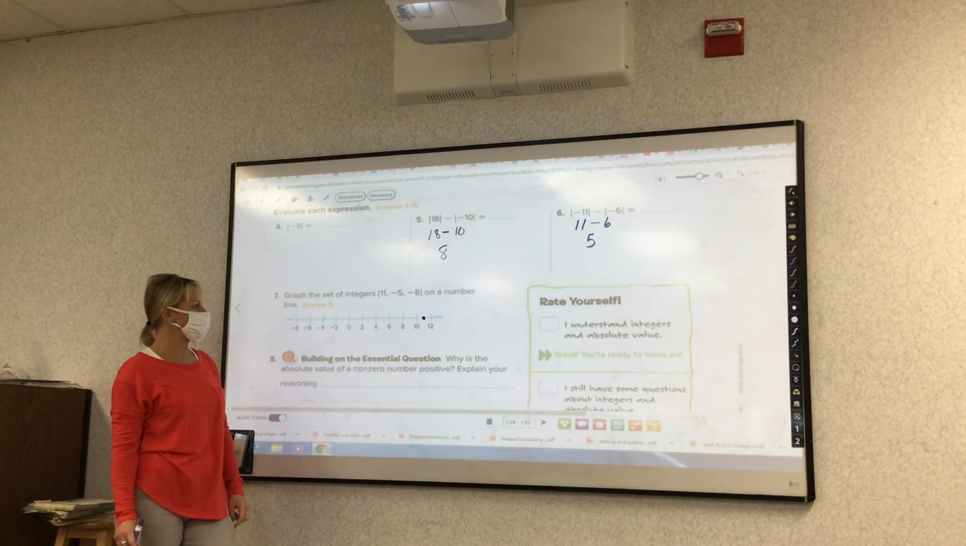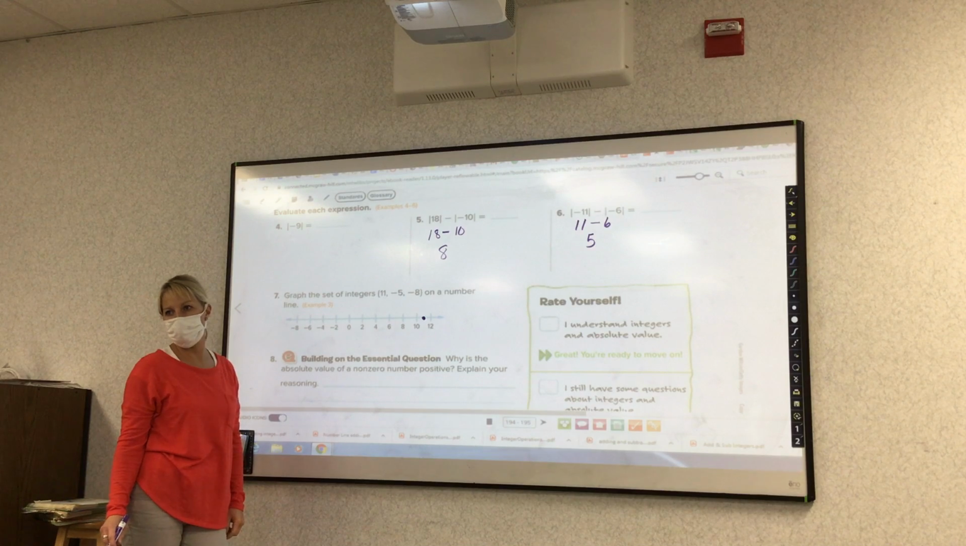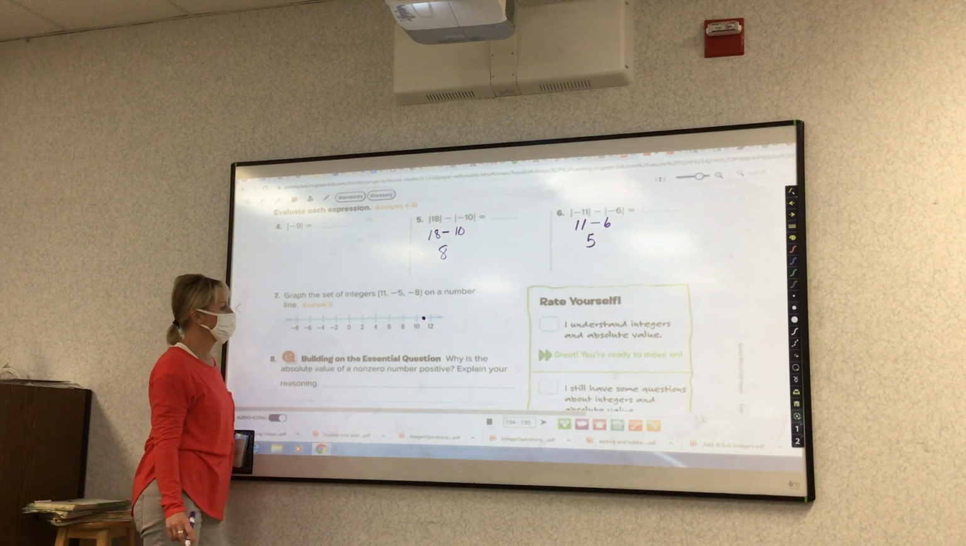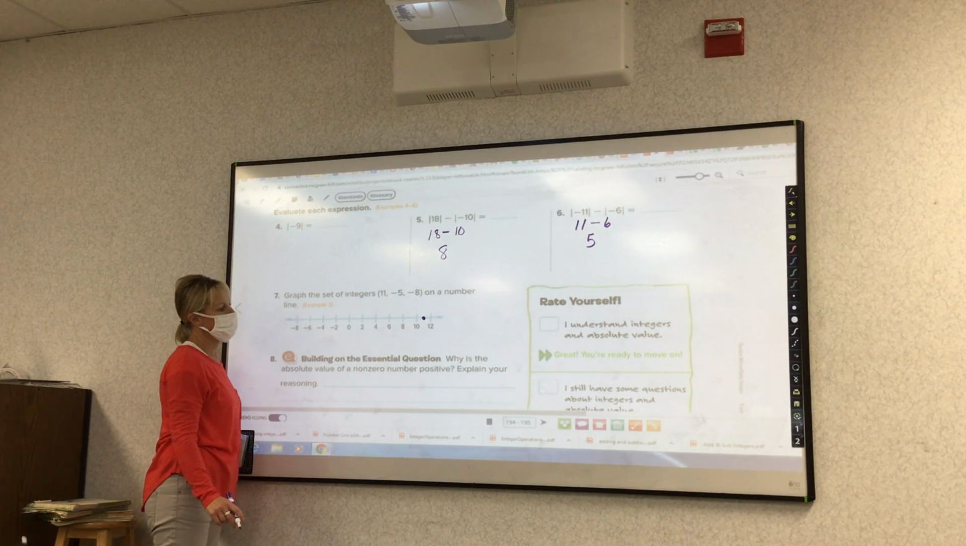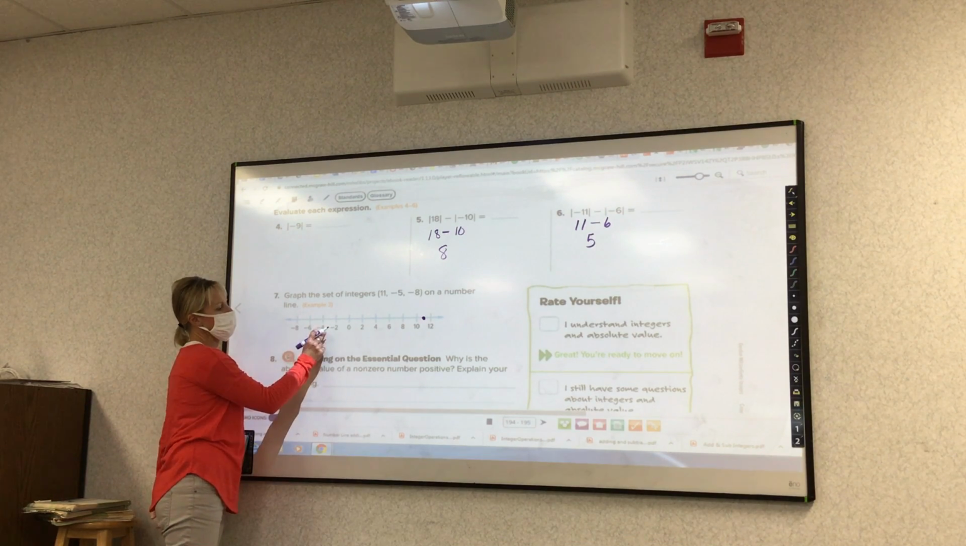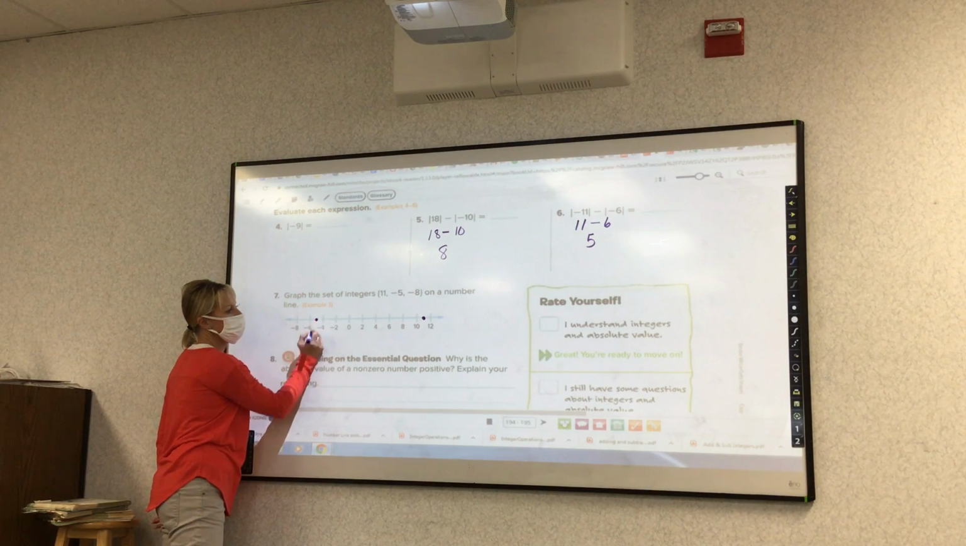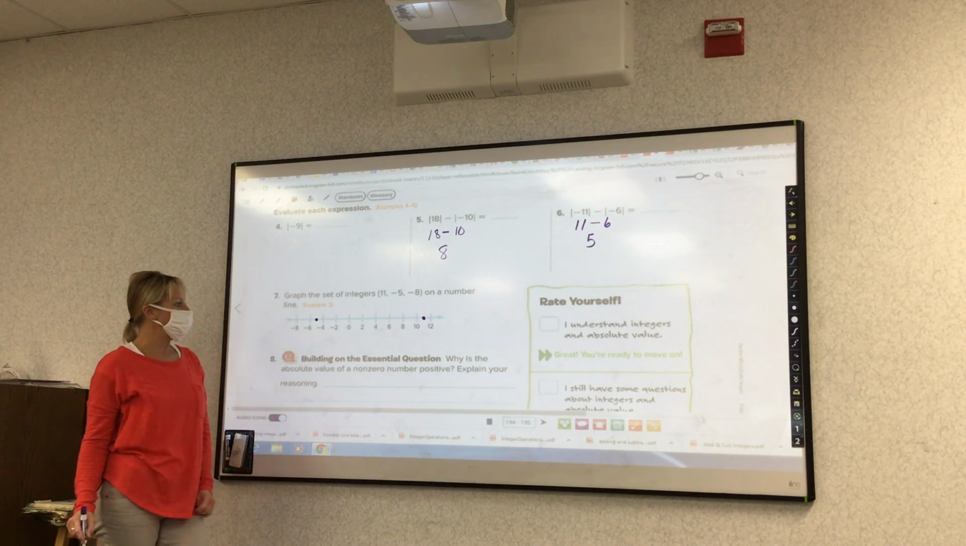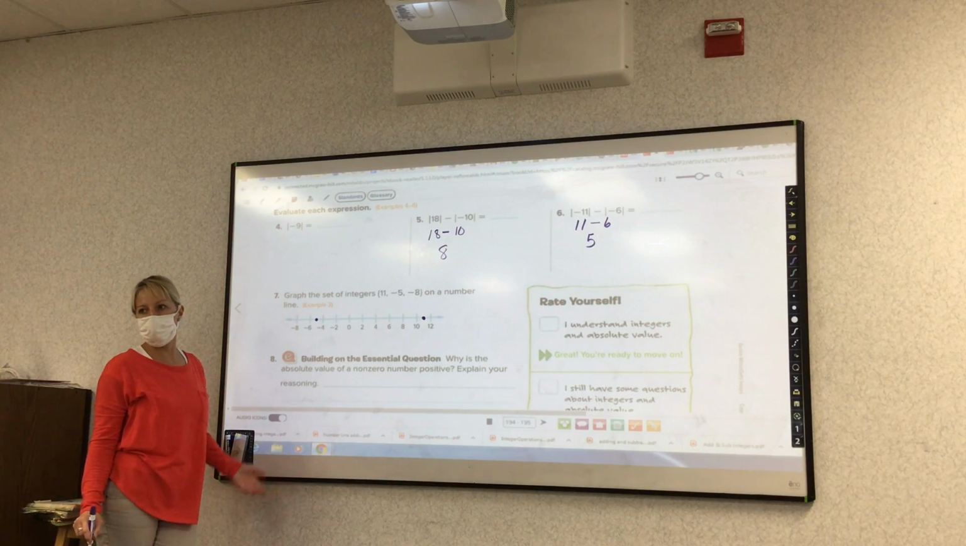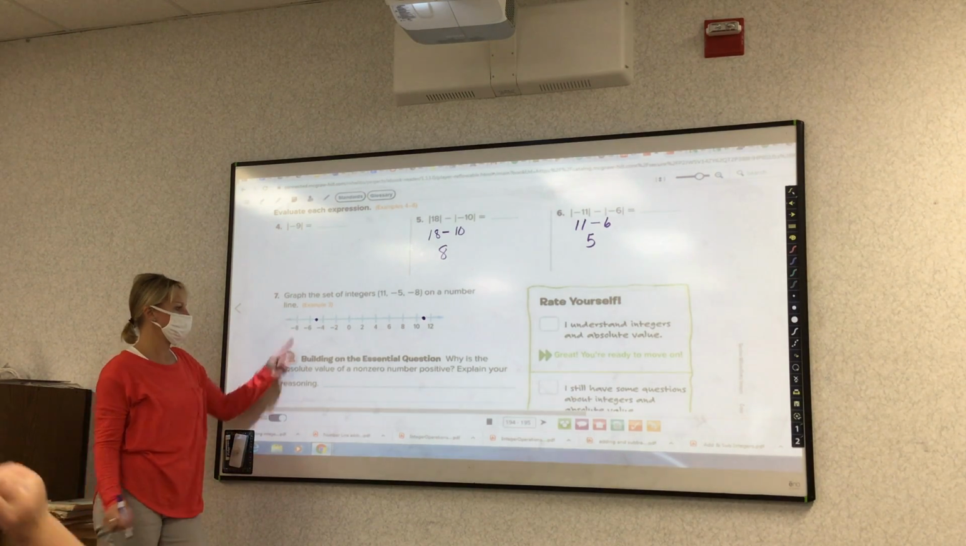Where am I going to put my negative 5? Between the negative 6 and negative 4. Okay, next time say between negative 4 and negative 6, but yep, exactly halfway. And then I have a negative 8, it goes right on the negative 8.